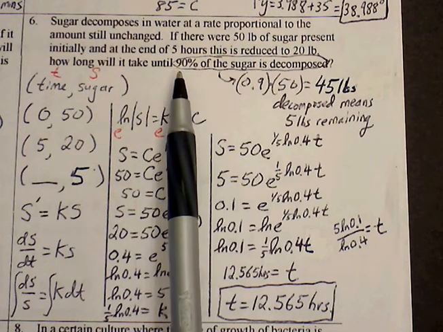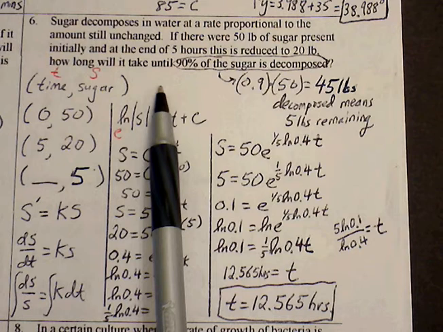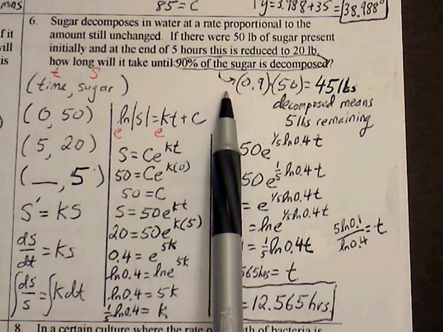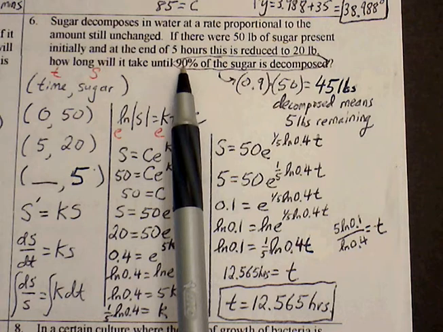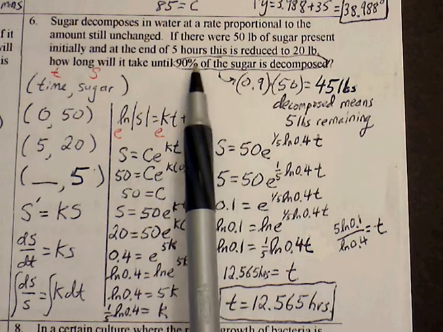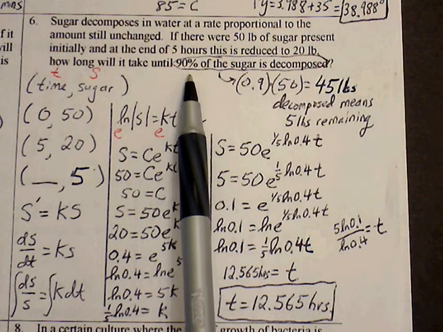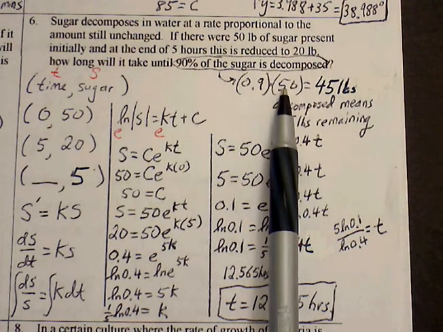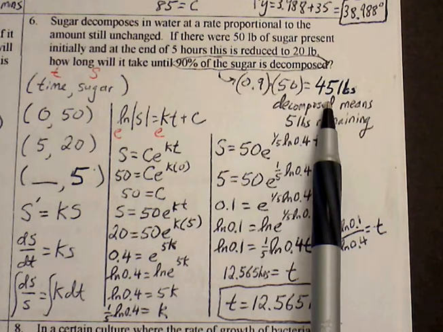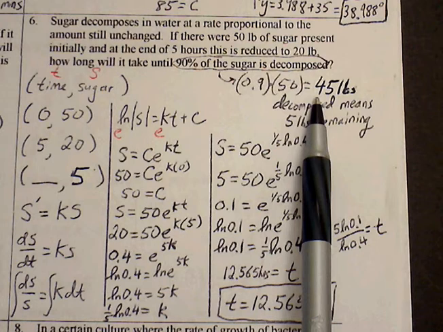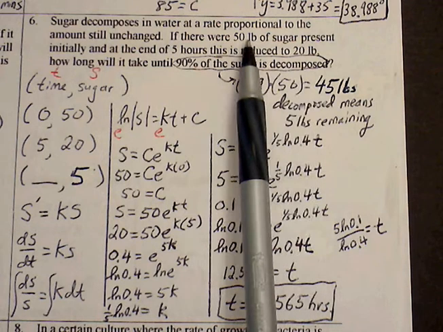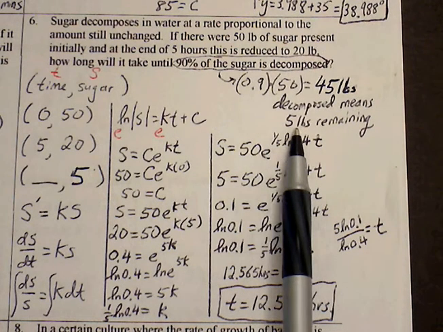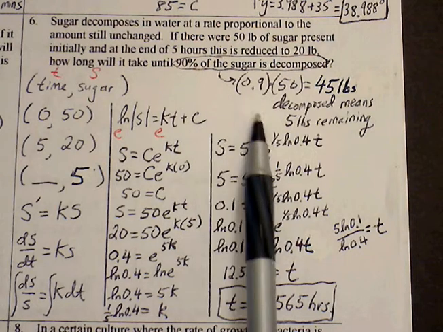Rather than saying how long will it take before 10% of the sugar remains, the wording is saying 90% of the sugar disappears. So I'm using this 90% to figure out how much disappears and then subtracting that from the initial value. So 90% decomposed, so 0.9 of 50 is 45 pounds. So how long will it take before 45 pounds goes away? If 45 pounds goes away, and we start at 50, then 50 minus 45 is 5. So when 90% is decomposed, there's only 5 pounds remaining.